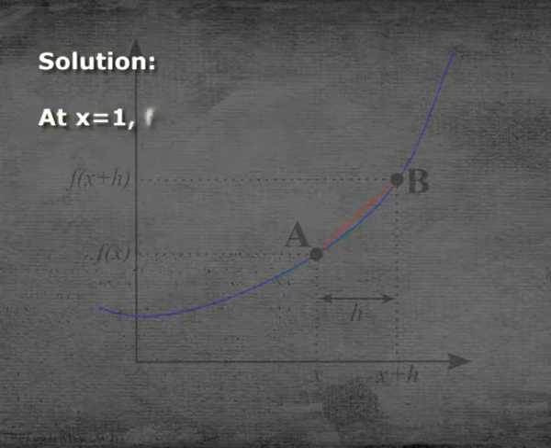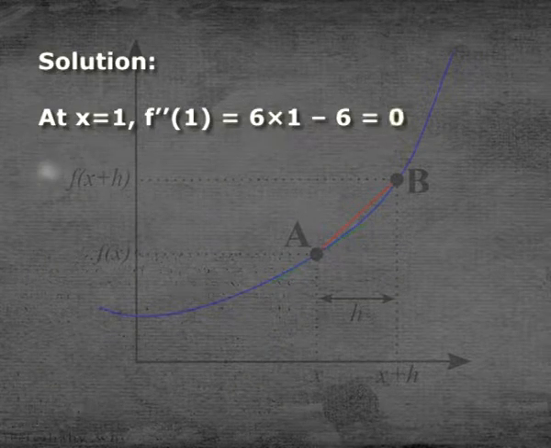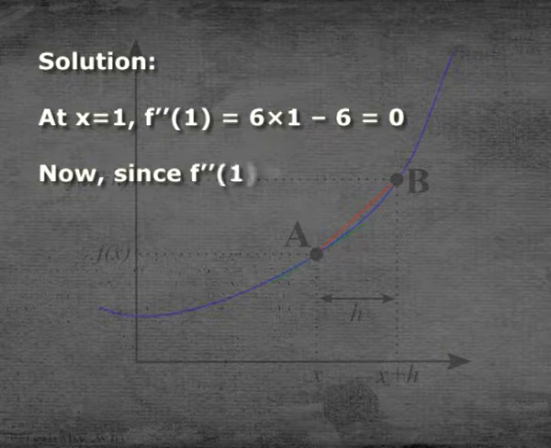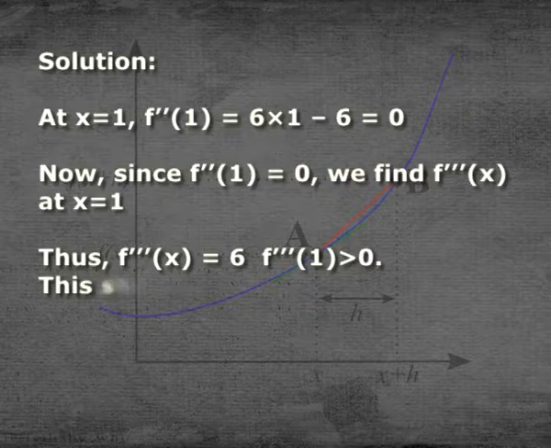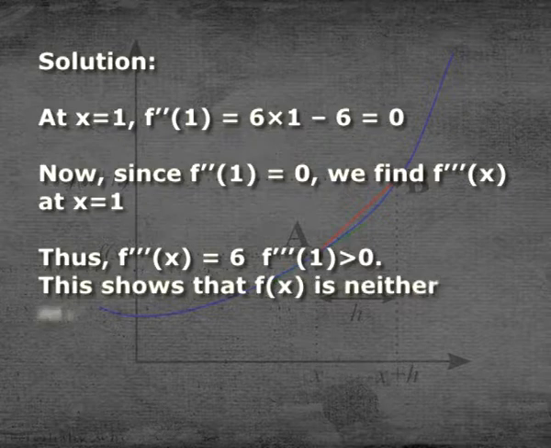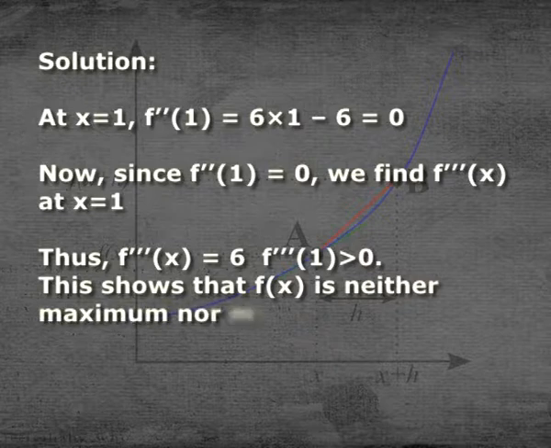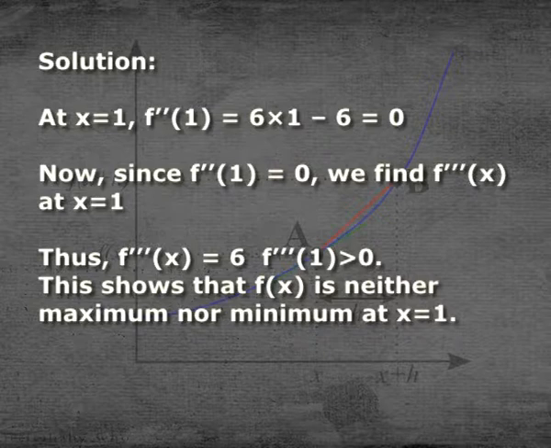Now at x equals 1, we will put the value of 1 in the second differentiation and we'll find that f double dash 1 will be equal to 6 into 1 minus 6, so that is 0. Now since the second differentiation at 1 is 0, we find the third differentiation at x equals 1. So the third differentiation is equal to 6. Now since the third differentiation at 1 is greater than 0, this shows that function f of x is neither maximum nor minimum at x equals 1.